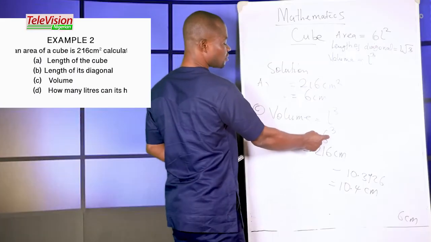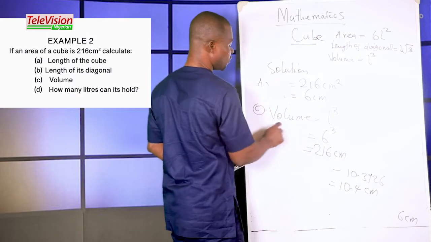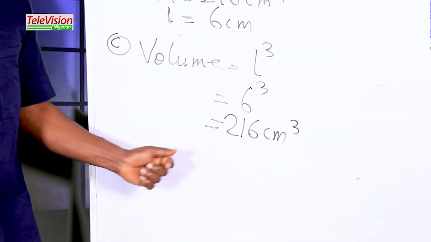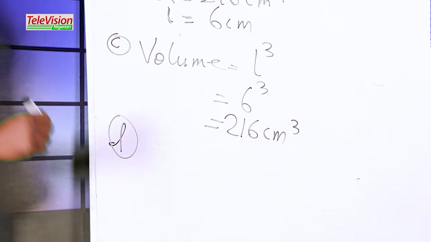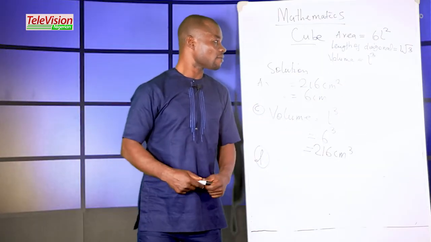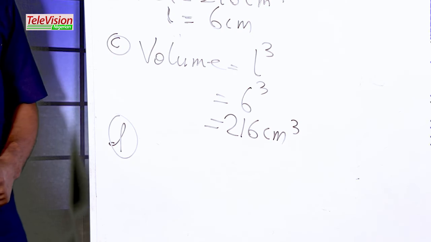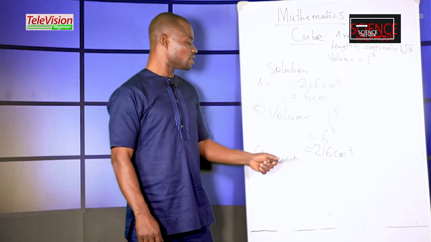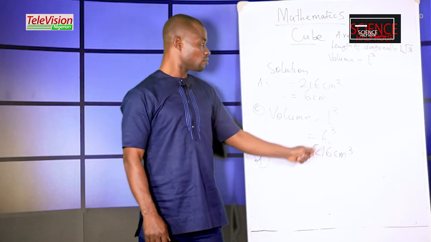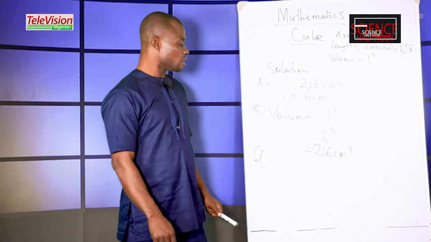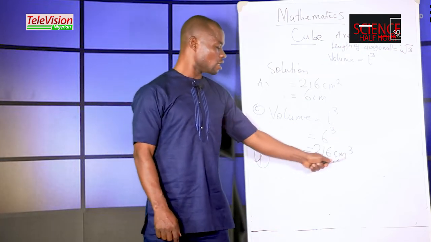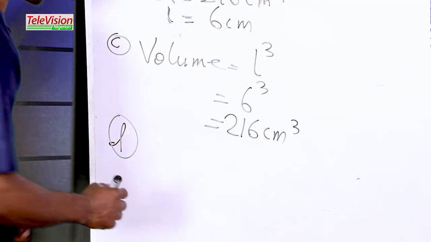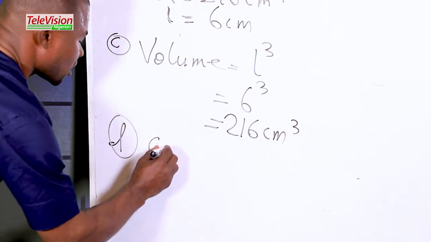Now, because this 6 is raised to the power 3, it means that the unit of volume is cm raised to the power 3. But the problem is that this question they give us as D, we don't have the formula here. The question is, how many liters can it hold? This liter is talking about the quantity, which is the volume. You have to convert the volume to the liter. To convert the volume, which is cm cube, to liter, you divide by 1000.